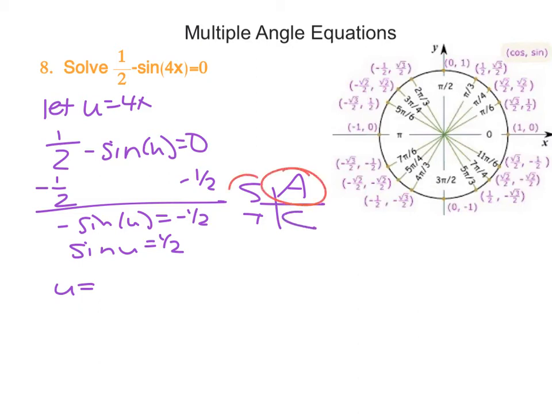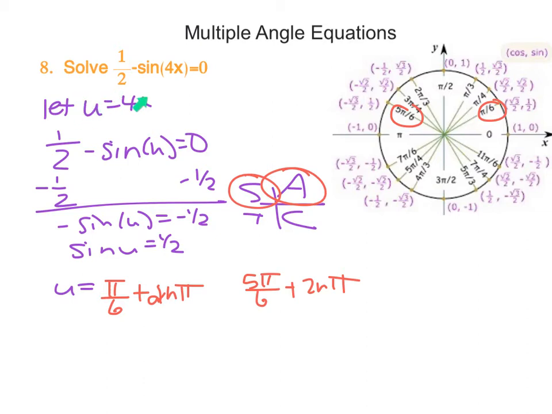So normally, my sine would be a half, positive, in the first quadrant and second quadrant. So that means u would normally be, sine is a half at pi over 6 and at 5 pi over 6. So it would be pi over 6 plus 2n pi and 5 pi over 6 plus 2n pi. However, if you remember originally, just for our problem, we let u equal 4x. So now I have to go back and change this u back to 4x. And you can guess what I'm going to do now. We're going to divide everything by 4.